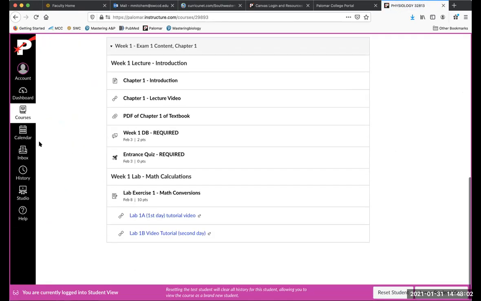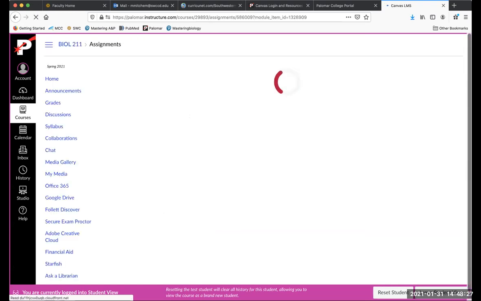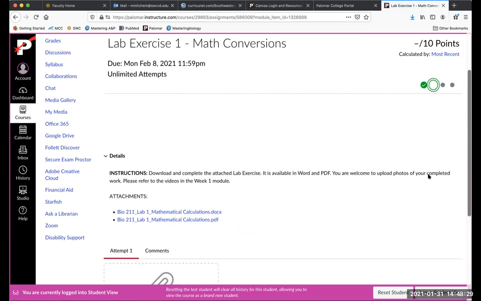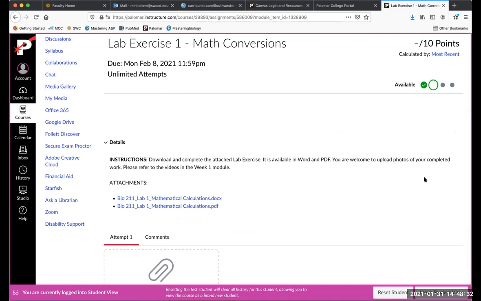Okay, let's go back to the week 1 module. And then below the last block of the module is where you'll find your lab information. So this week we just have one single lab, and it's on mathematical conversions and calculations that are used commonly in physiology. So you've got a link to your lab exercise, and this week you have just one. Some weeks you have 2 different activities. It just depends on the week.